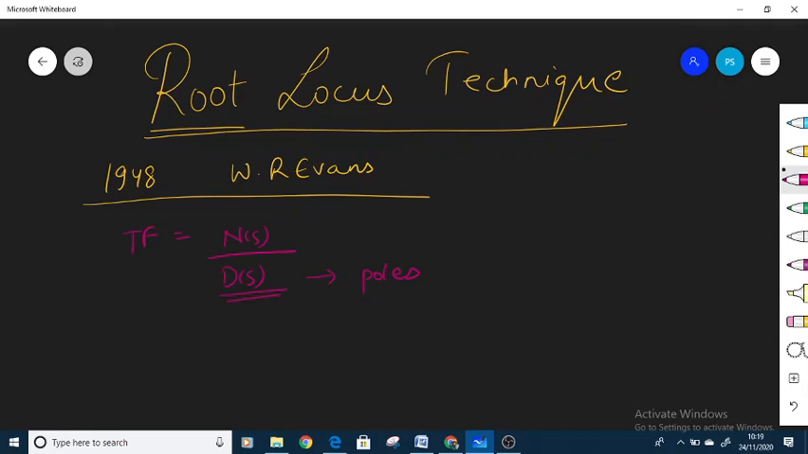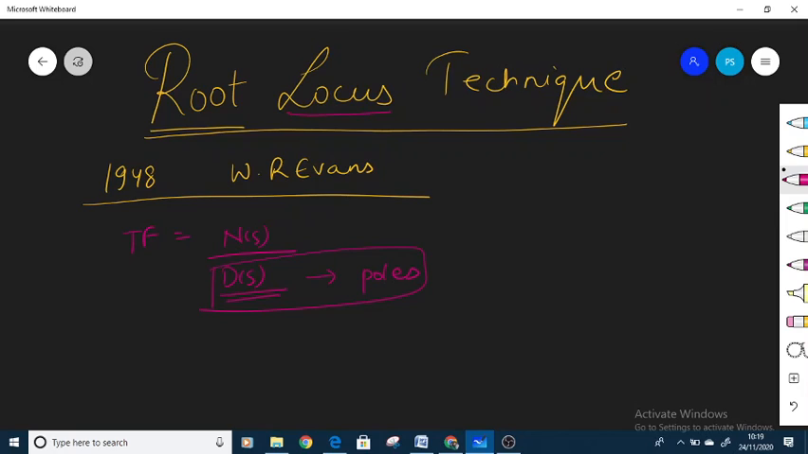And the second term you can see over here is locus. Locus is actually a path traced by a point. That is what we have learned. So here we trace the path of the closed loop poles of the system. So these are the poles, we trace the path of the closed loop poles of the system.